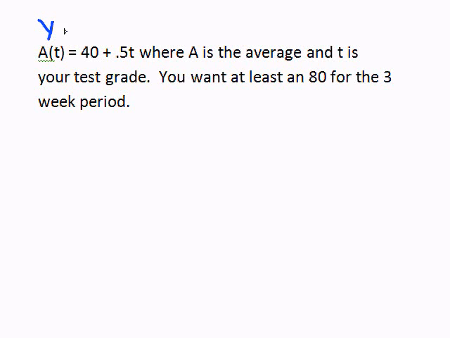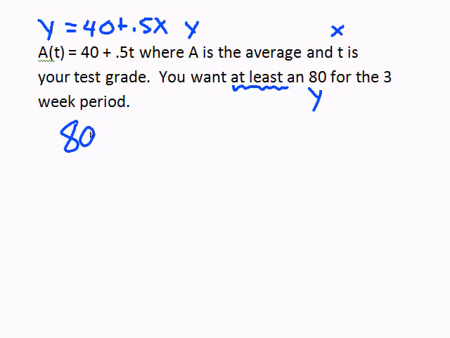And I like to rewrite my functions as x and y. Not necessary, but it just helps me keep track of what we've done in the past versus what we're doing now. So y equals 40 plus 0.5x. Y is the average. X is the test grade. And you want an 80 for the 3-week period. An 80 average is what you're looking for. So our y value is going to be 80. Notice you want at least an 80. That means that's the smallest amount that you want for the 3-week period.